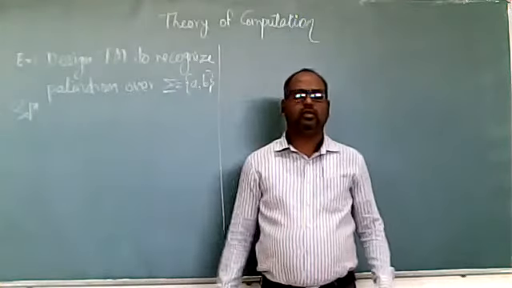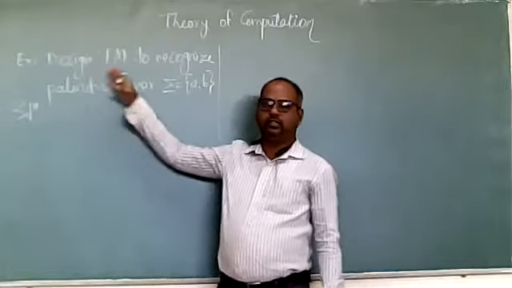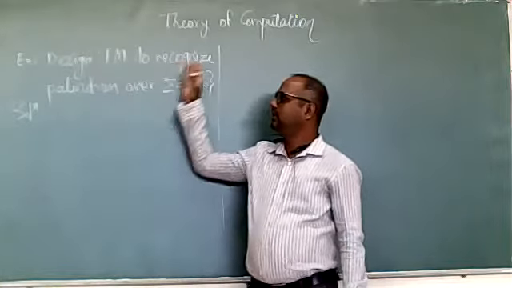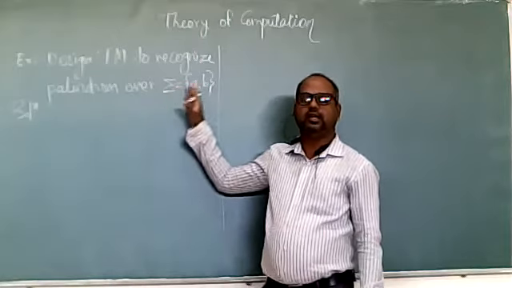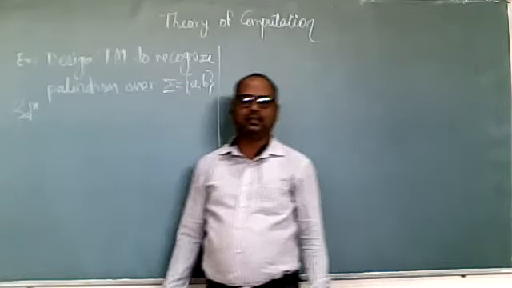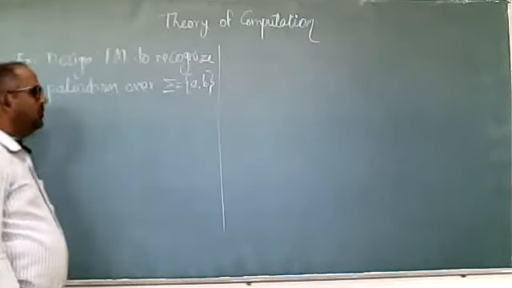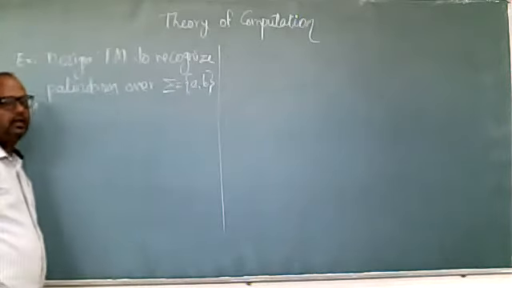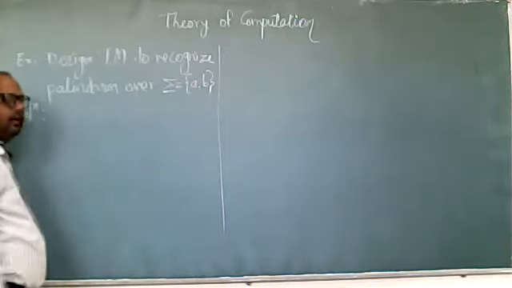So today we are going to solve one problem: design a Turing machine to recognize palindromes over sigma {a, b}. So the input alphabets are a and b. We have to design a Turing machine which will recognize palindromes. Now first we will try to understand the concept of the palindrome.